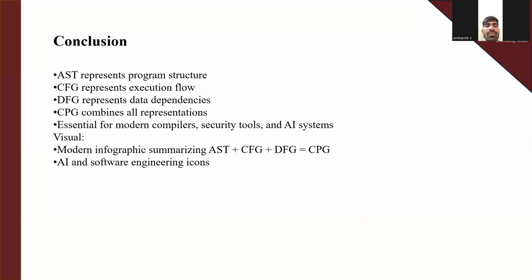Conclusion: AST represents program structure, CFG represents execution flow, DFG represents data dependencies, and CPG combines all representations, essential for modern compilers, security tools, and AI systems. Visual: modern infographic summarizing AST plus CFG plus DFG equals CPG, with AI and software engineer icons.